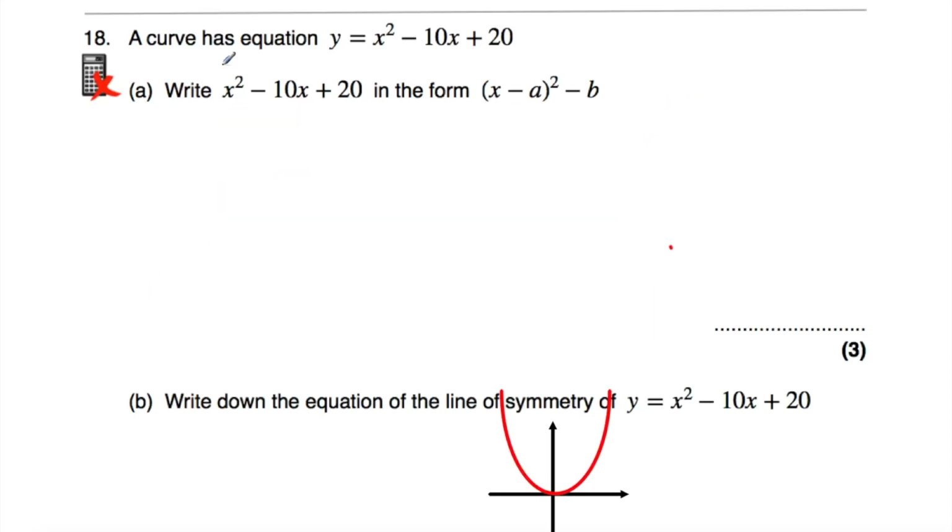And that's it. Okay, let's have a look at our next question, question number 18. So question number 18, we've got y equals x squared minus 10x plus 20. And part A says we've been asked to write this quadratic in the form of (x minus a) squared minus b. So we need to do completing the square to this.